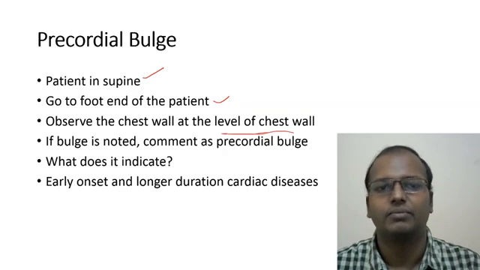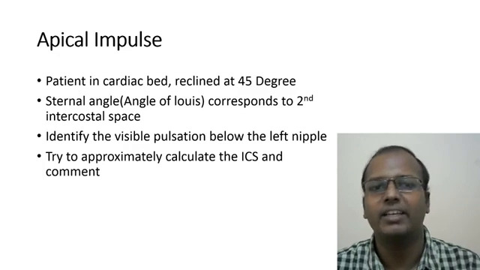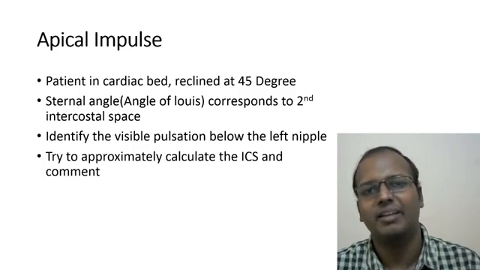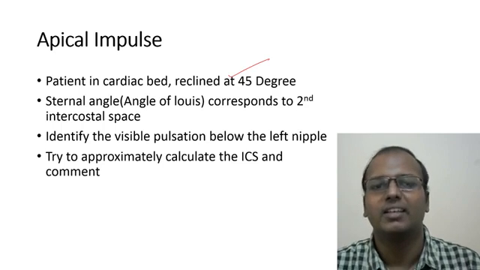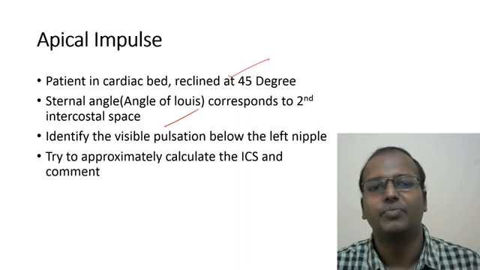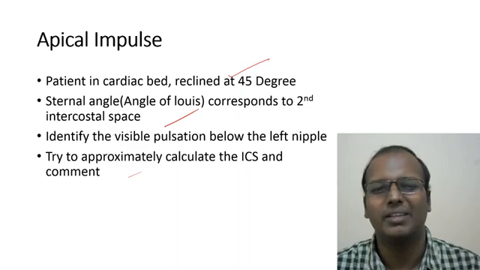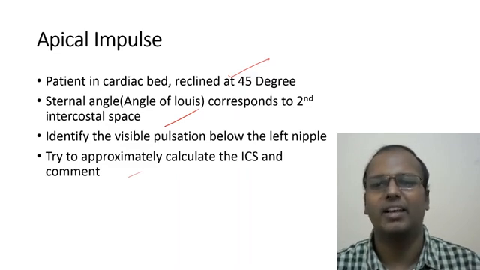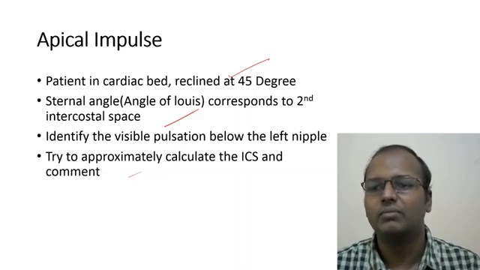Right, then apical impulse. I already told you apical impulse is an inspectory finding. Keep the patient in a cardiac bed, nothing but a bed reclined at 45 degrees. The sternal angle, that is the angle of Lewis, corresponds to the second intercostal space. You have to identify the visible pulsation below the left nipple, approximately calculate the ICS, intercostal space, and comment. Basically, the impulse doesn't carry much significance. It's just an inspectory finding, so you need not worry.